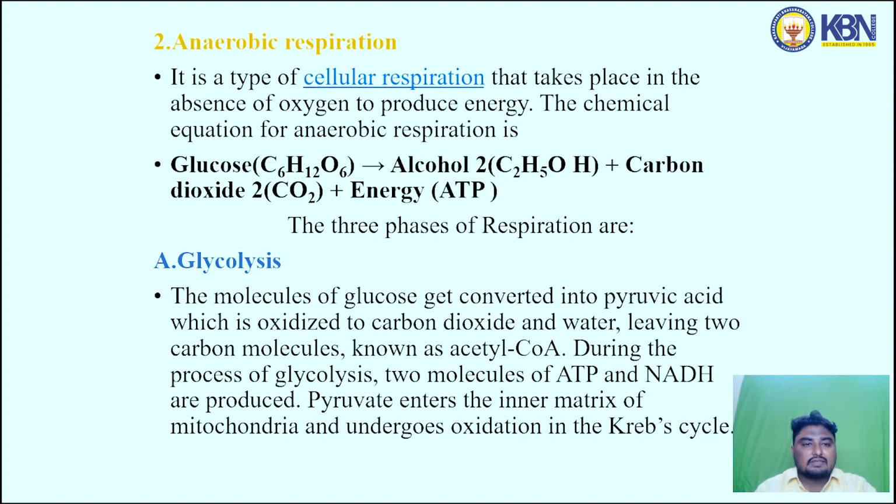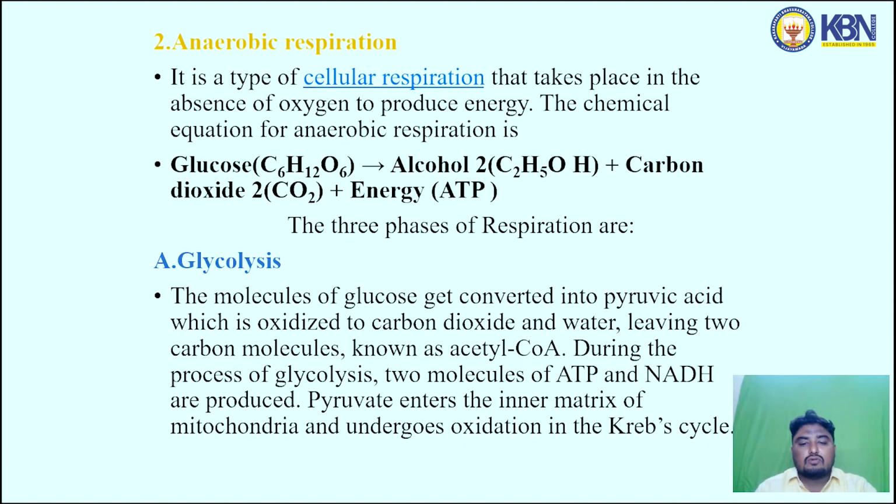Anaerobic respiration. It is a type of cellular respiration that takes place in the absence of oxygen to produce energy. The chemical equation for anaerobic respiration is glucose C6H12O6 gives rise to alcohol 2C2H5OH plus carbon dioxide 2CO2 plus energy (ATP). The three phases of respiration are: first one, the glycolysis.